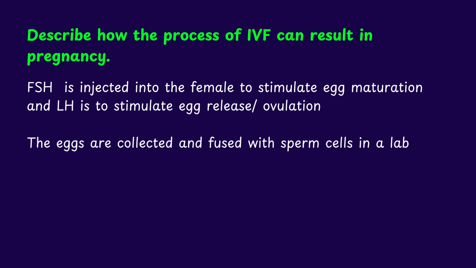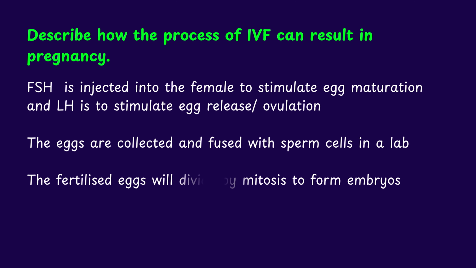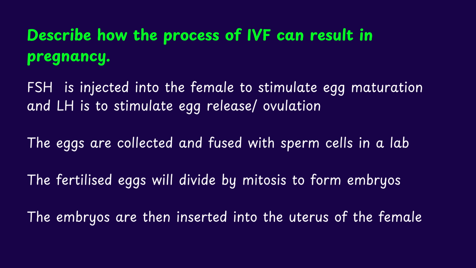The eggs are collected and fused with sperm cells in a lab. The fertilized eggs will divide by mitosis to form embryos. The embryos are then inserted into the uterus of the female.